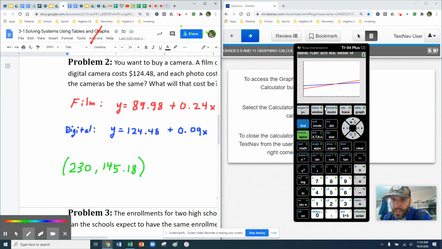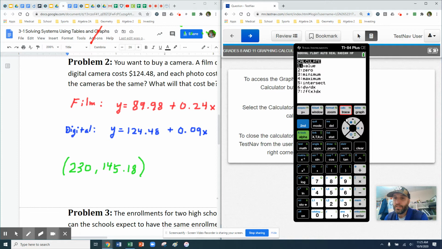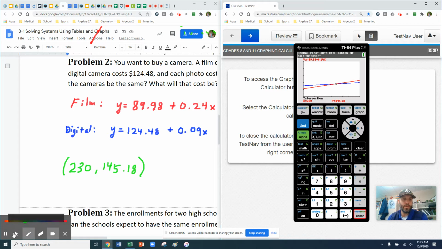We're now at the point where we can calculate the intersection because we can see it. We can't calculate an intersection unless we can see it on our screen. So we're going to hit second, calc, go down to number 5, or you can just hit the number 5, and you just hit enter, enter, enter, and there's our intersection, 230, 145. So there's our second way that we can find the solution to our problem.